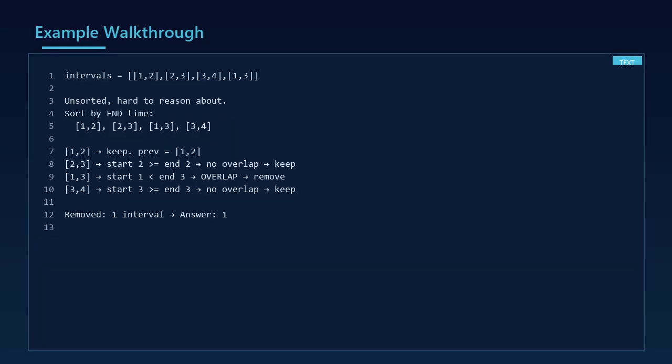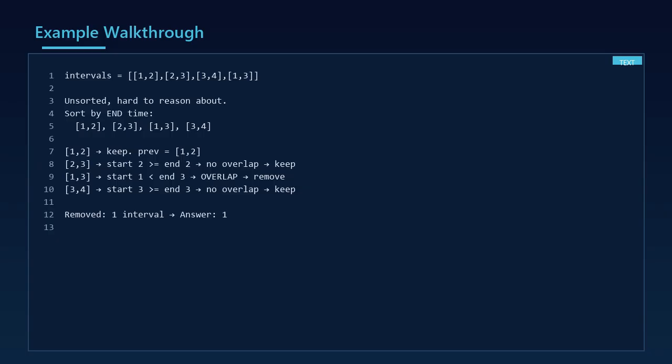Let's walk through it. Intervals are 1 to 2, 2 to 3, 3 to 4 and 1 to 3. First, sort by end time. Now we get 1 to 2, 2 to 3, 1 to 3, 3 to 4. Start with 1 to 2 as our previous. Next, 2 to 3. Start is 2, previous end is 2. Not less than, so no overlap. Keep it. Update previous to 2 to 3.